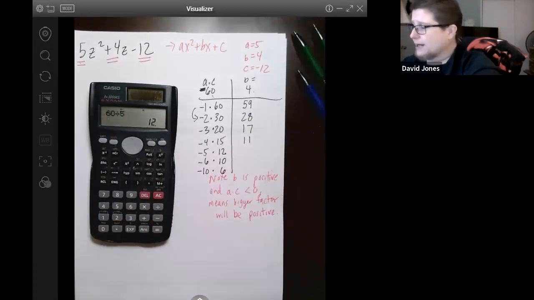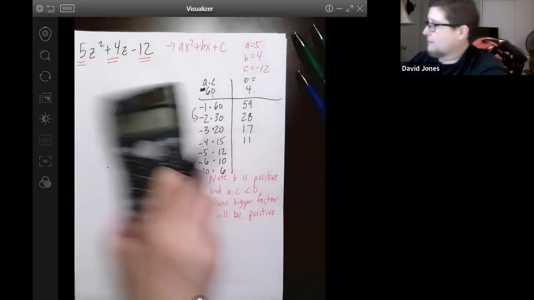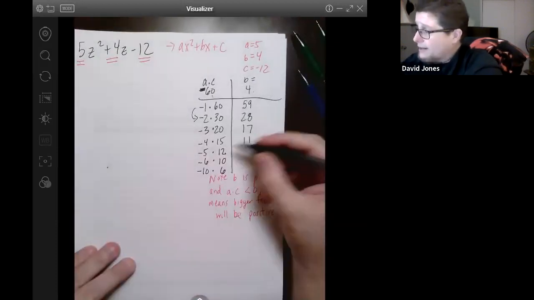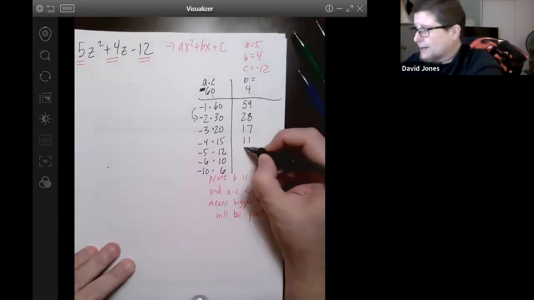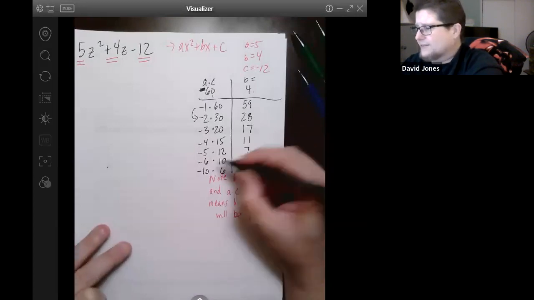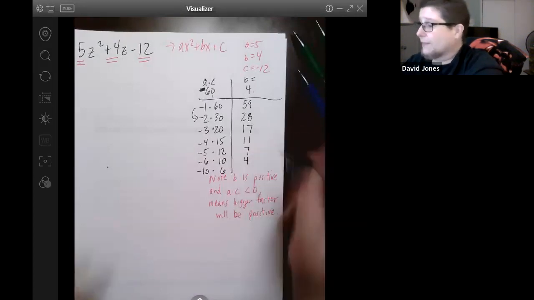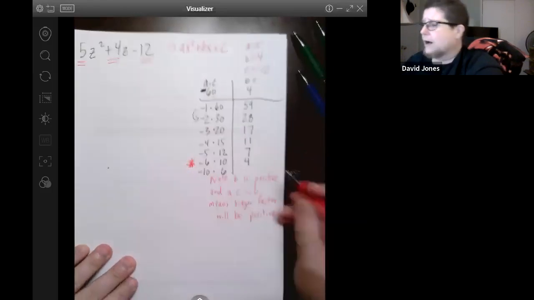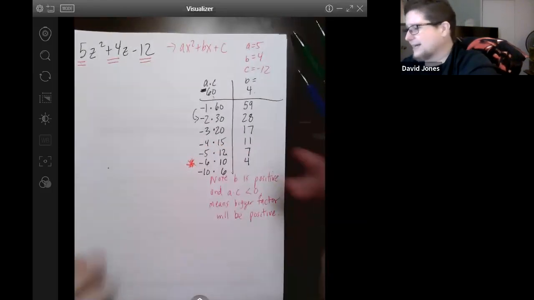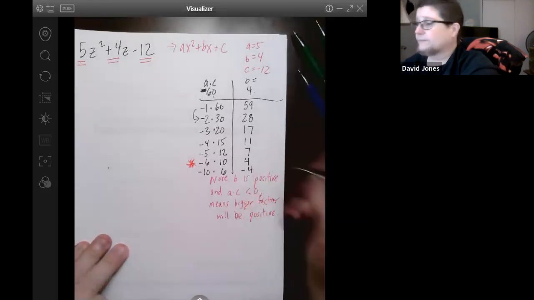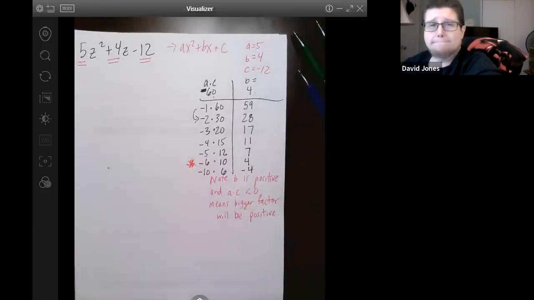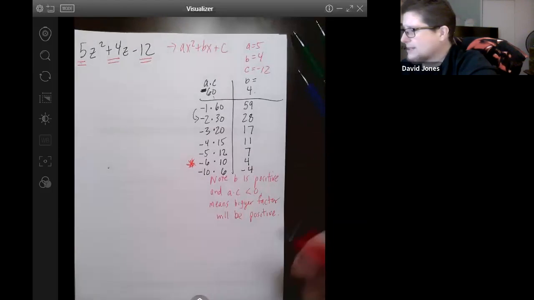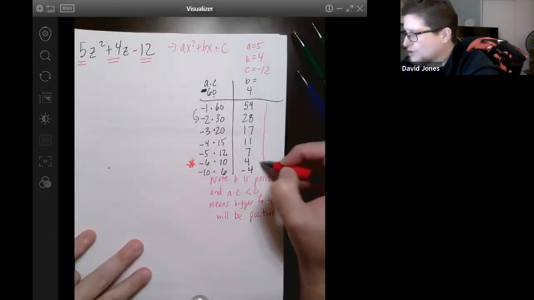I went farther than I needed to, and I did it for a reason. I want to show you what happens. -5 and 12, we add them together is 7. -6 and 10 together is 4. That's the one we want. And -10 and 6 is -4. Notice these all go the same direction, decreasing.